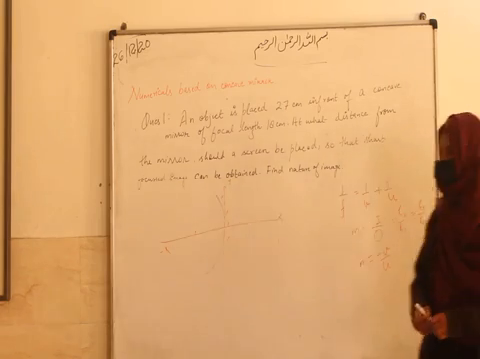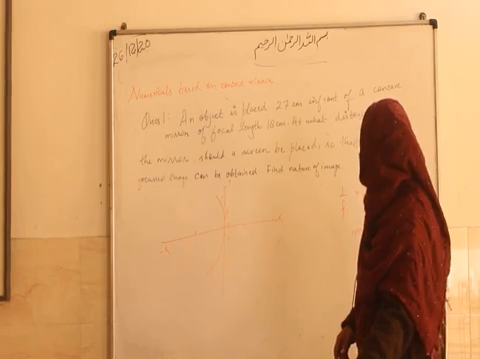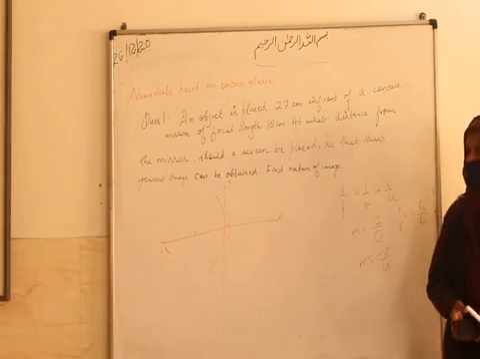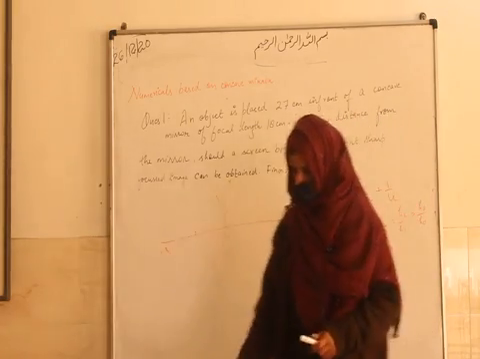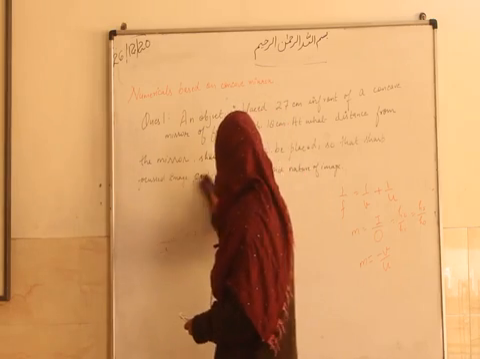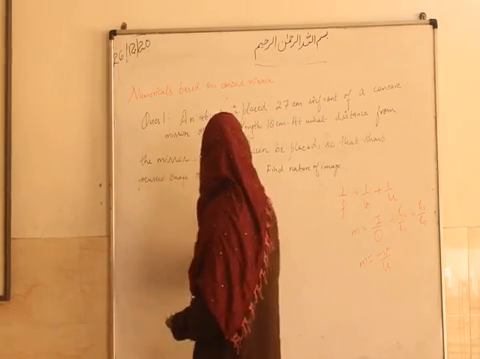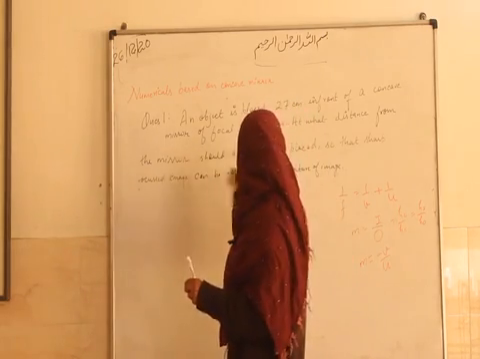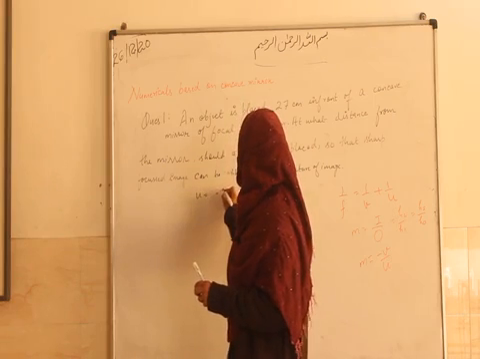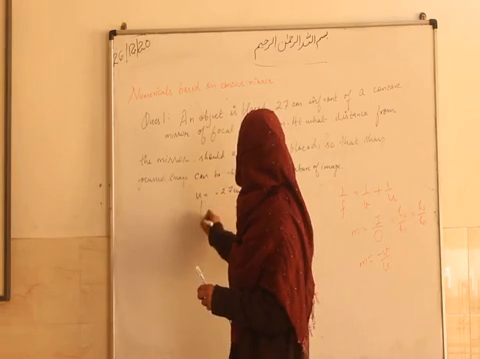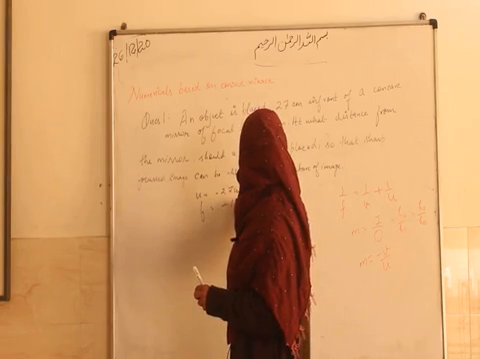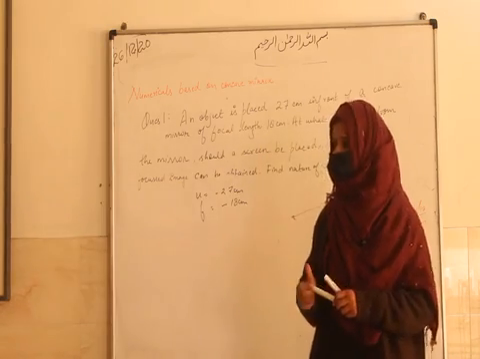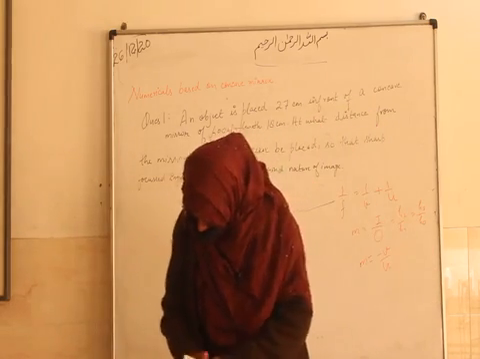I am writing all the given things. Find the nature, meaning real or inverted. Okay, let me write the given things. You already told me all the given things with sign. That is, your u is minus 27 centimeter. Focal length is minus 18 centimeter. Apply this formula. Find out v.